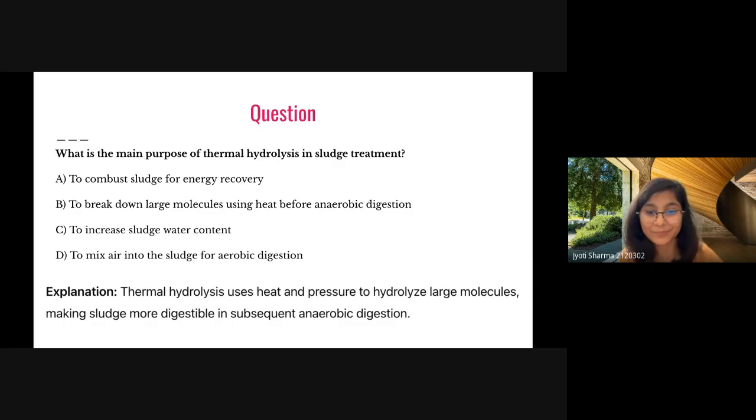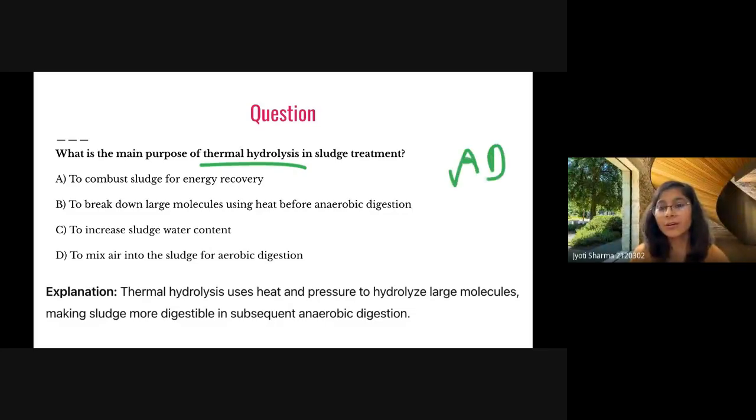What is the main purpose of thermal hydrolysis in sludge treatment? Okay, now everyone gave me B as the answer. This thermal hydrolysis is important before anaerobic digestion. So before anaerobic digestion, we can follow one step, that is thermal hydrolysis.